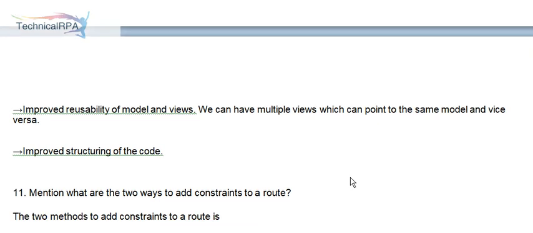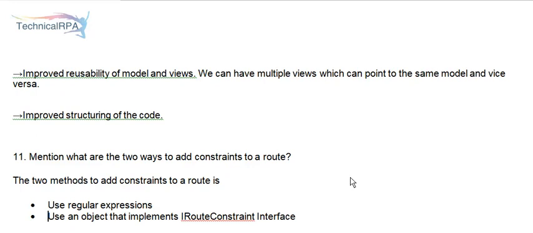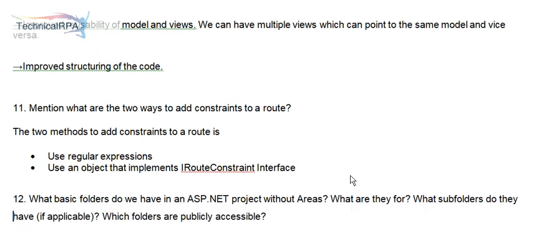11. Mention the 2 ways to add constraints to a route. The 2 methods to add constraints to a route are: use regular expressions, or use an object that implements the IRouteConstraint interface.